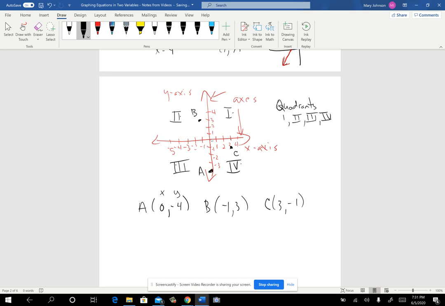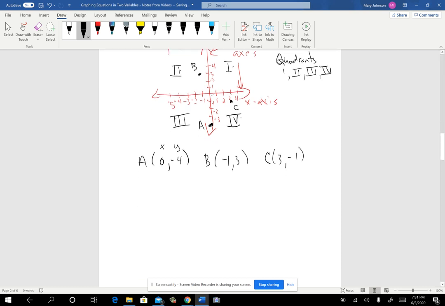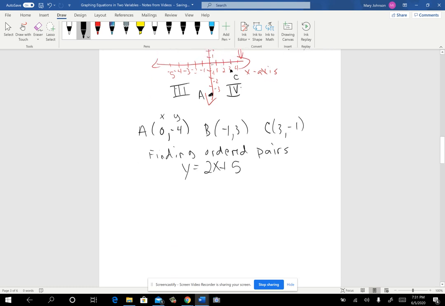Okay. All right, and then one other kind of basic thing you need to understand is when we were given an equation, like let me go back to this one, y = 2x + 5. You've got to understand how to find the ordered pairs. So to find the ordered pairs, that's another basic concept that you might need to go back and review, and that's in that first homework.